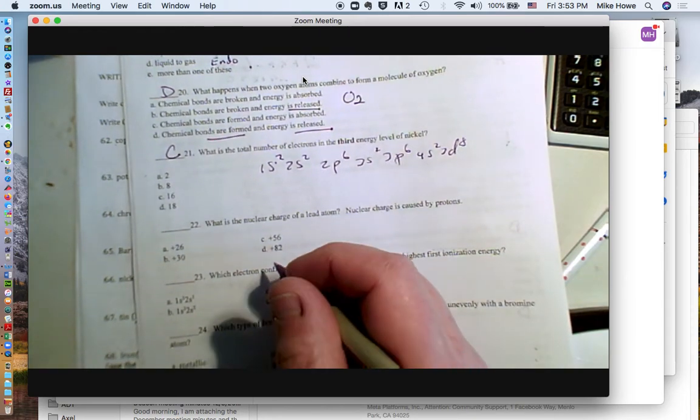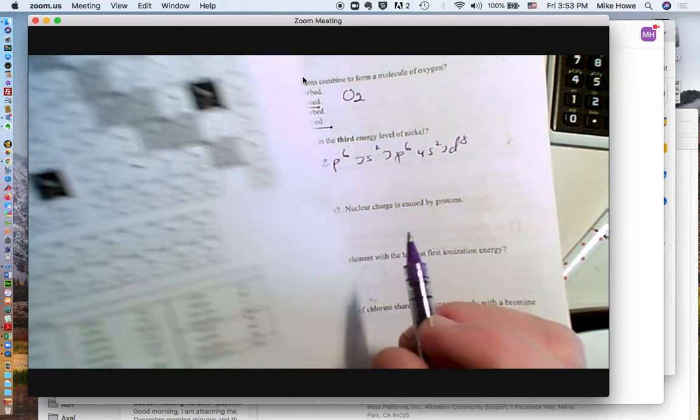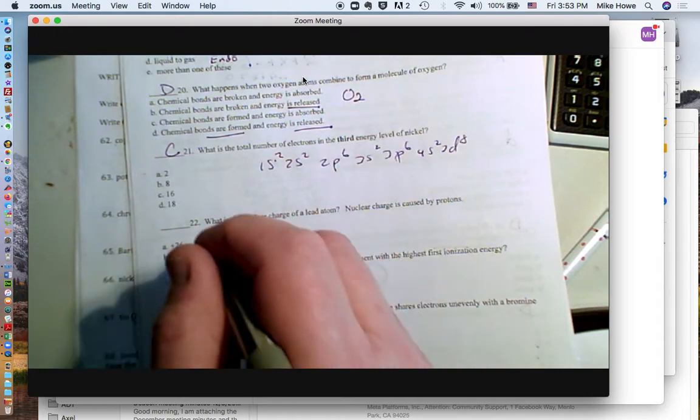And the nuclear charge of a lead atom. Lead is number 82 on the periodic table. 82. So that means it's positive 82. That's what the charge of the nucleus would be.